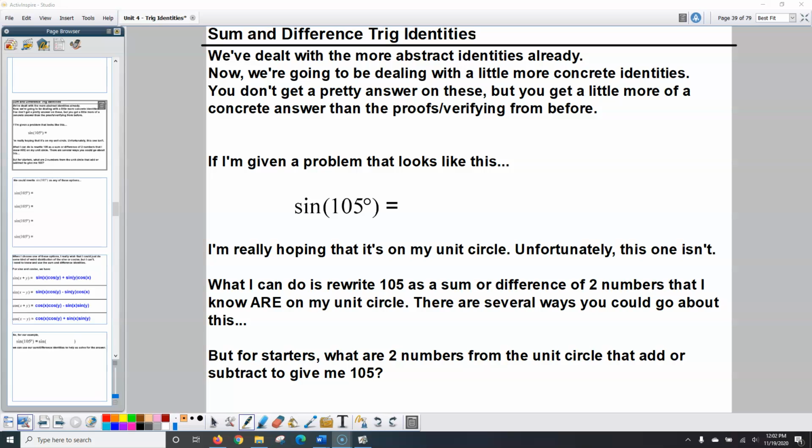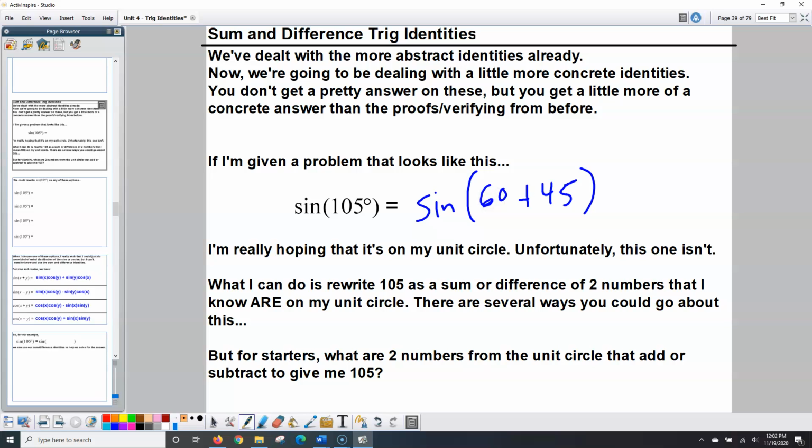But when I see something that looks like this problem in the middle, sine of 105 degrees, the thing that troubles me is that this isn't one of those things that I've memorized for my unit circle. So we're going to end up writing it as two numbers that are on my unit circle. We're going to write the sine of 105 as sine of two things that are on my unit circle that will add or subtract to give me 105. Easy one, 60 plus 45. Both of those are on my unit circle.